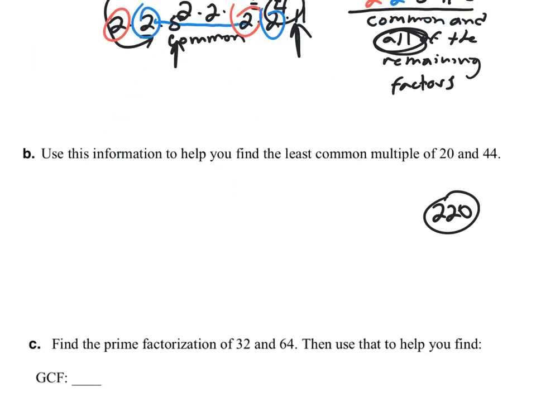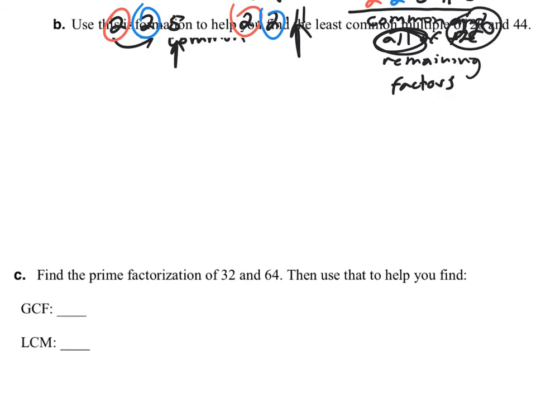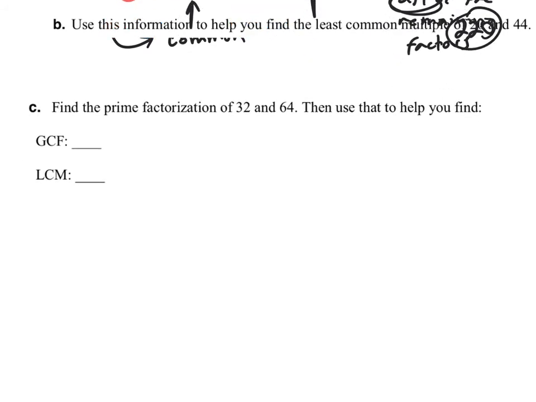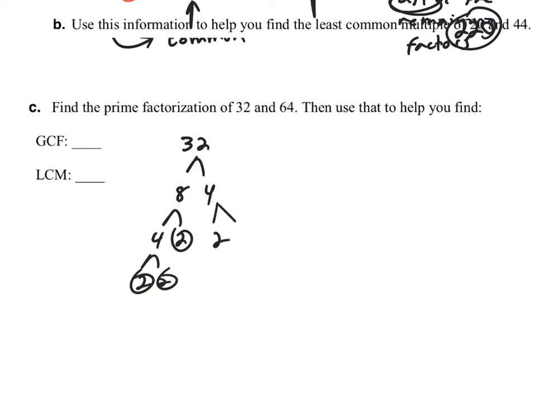All right, let's do C. It says find the prime factorization of 32 and 64. So for 32 and 64, let's do the prime factorization. I'm going to go pretty quick. 32. Oh man, I'm having a hard time writing neat here. All right, I've got all the primes. I'm going to make a nice, neat string: 2 times 2 times 2 times 2 times 2.